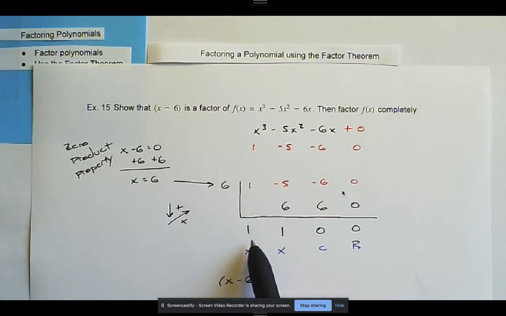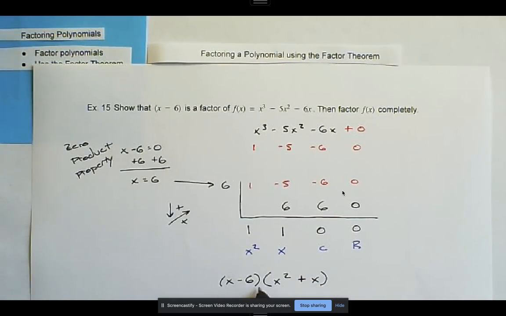And then we can bring down our remaining polynomial. So we know that on the quadratic term we have x squared, and then we have a linear term of x with no constant.